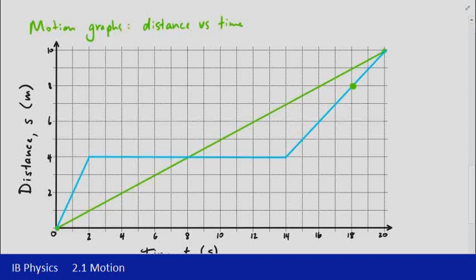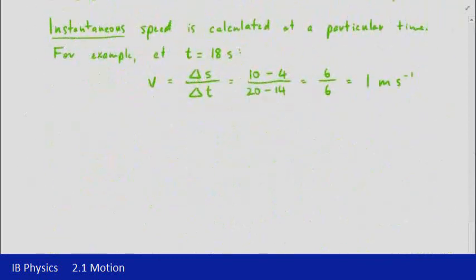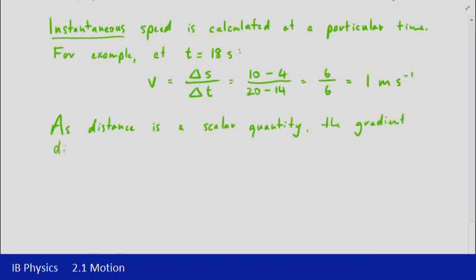One last point about these graphs: because distance is a scalar, the gradient will always be positive. That's going to become more important when we go into the next graph, but I just want to make that point here. So the gradient of a distance versus time graph will always be positive. Something to keep in mind for these types of graphs.